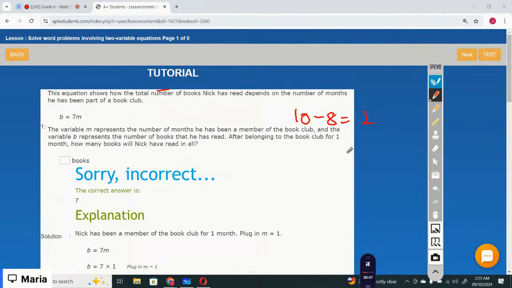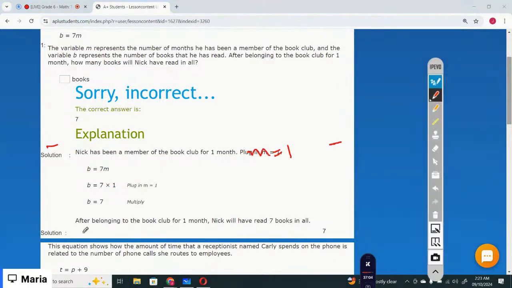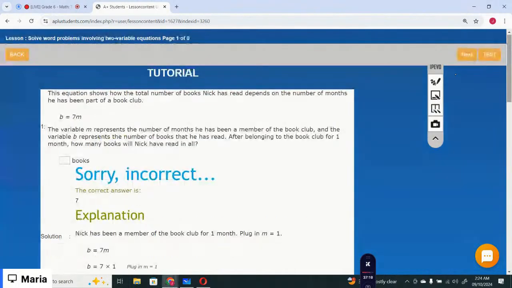So, after belonging to the book club for 1 month, right? That means you are given the value of the variable m. Replace the value of the variable m in the equation, that is b equals 7 times 1, that is b equals 7. That means after belonging to the book club for 1 month, Nick will have read 7 books in all. Got it? Let's just start with the test questions.